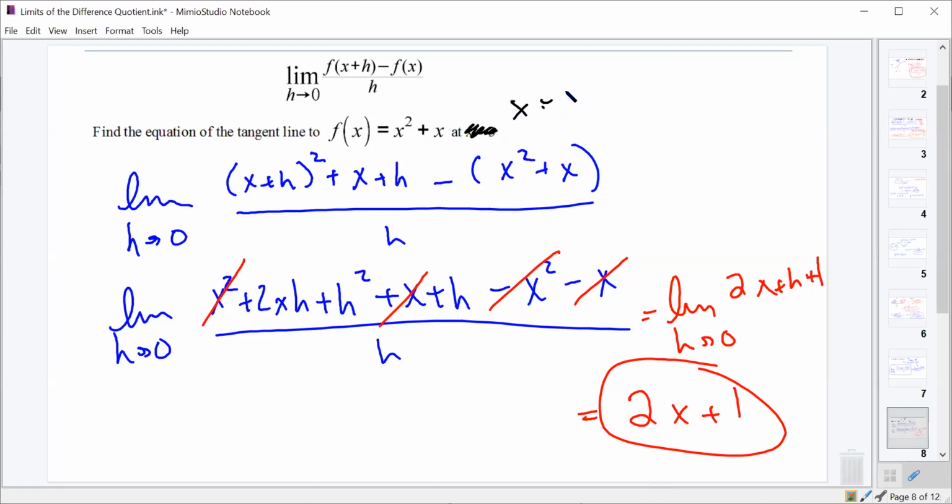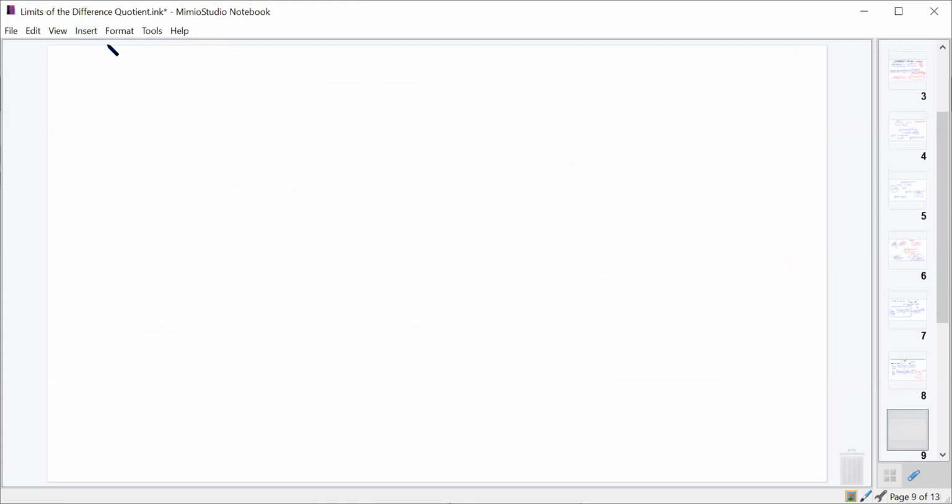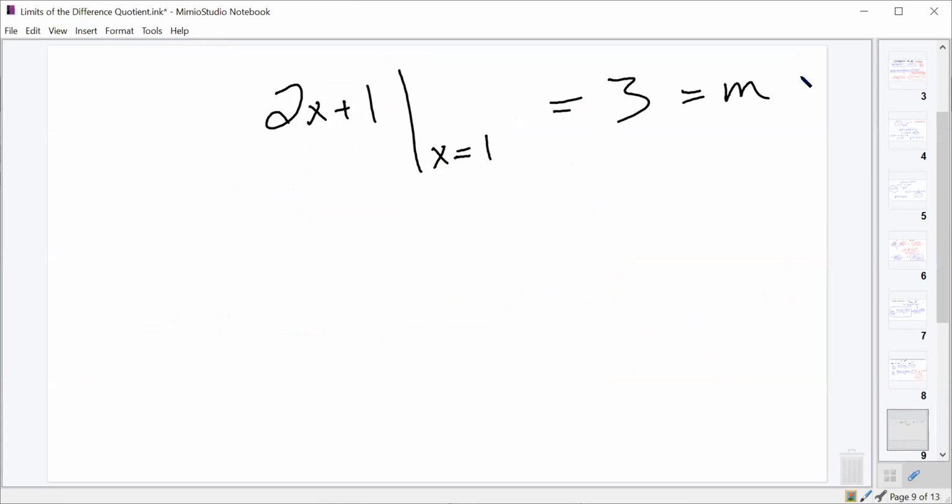So let's say at x equals, how about x equals 1? Let's change it to that. That should be better. So what we're going to do is take 2x plus 1, and this vertical bar here means I'm evaluating it at x equals 1. And what do I get if I evaluate it at x equals 1? 3. So this is the slope.